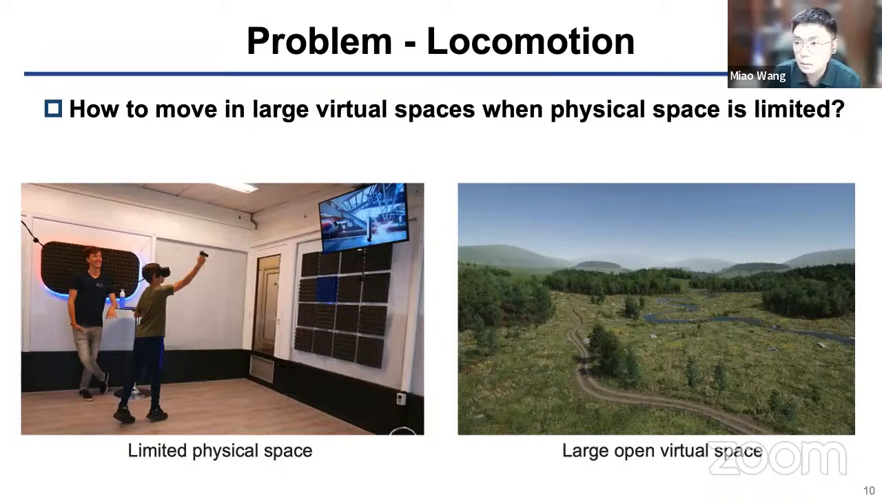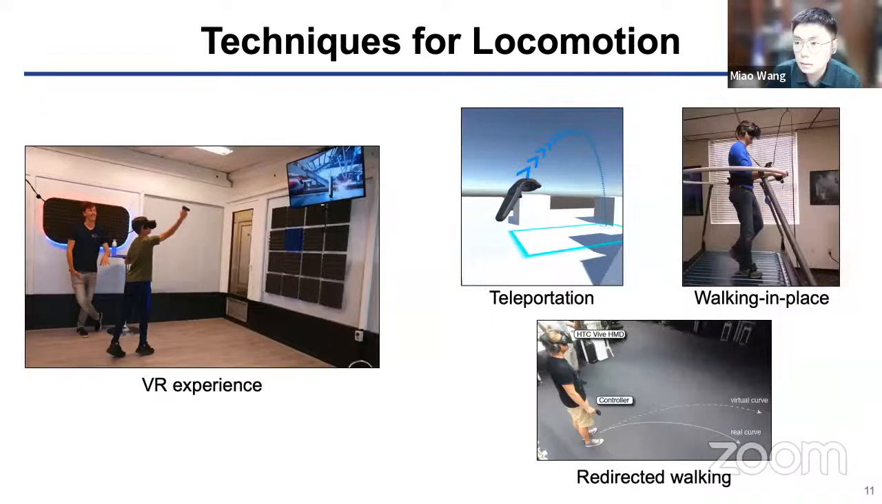There are common techniques for locomotion. First is teleportation. The user can throw a parabola to specify the target position that he wants to go to, and the teleportation technique positions him at that place. The second one is the walking-in-place technique. The user can walk in place on a treadmill, and the mechanical device helps him walk. And the third technique is called redirected walking, which we use to let the user experience the virtual environment.